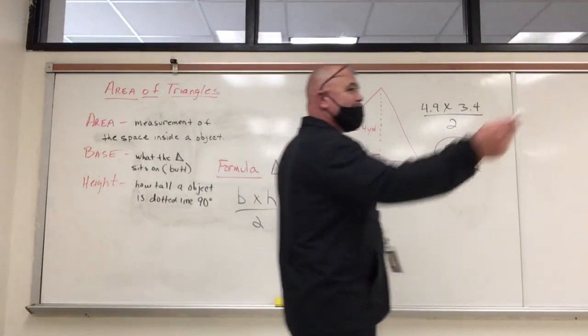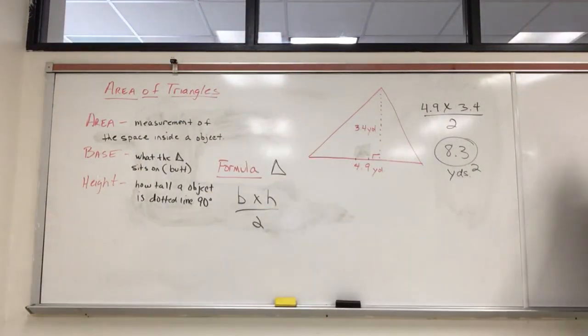All right, here we go. So, everybody take your handy dandy calculator. Type 2.6 times 4.8 divided by 2. 6.2. 6.2 yards squared. And understand that area is in square units.